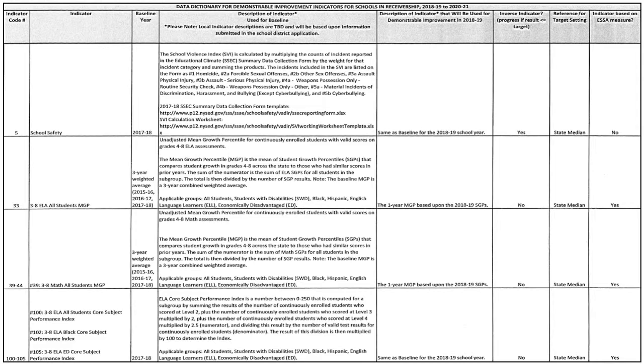So that first one was school safety. So when you look at school safety, the description defines this as the school violence index. It's calculated by multiplying the counts of incidents reported in the educational climate summary data collection form by the weight for that incident category and summing those products. The incidents included in this is a whole equation.